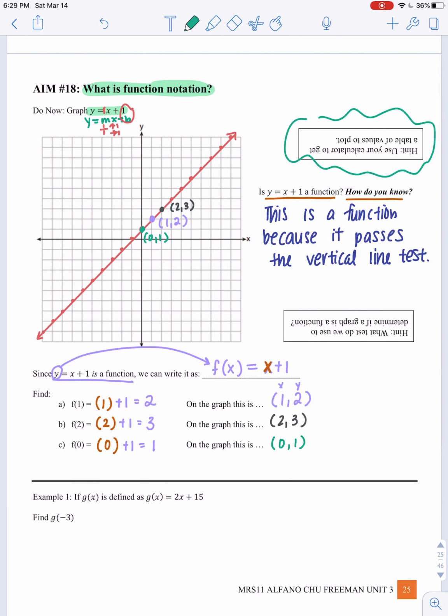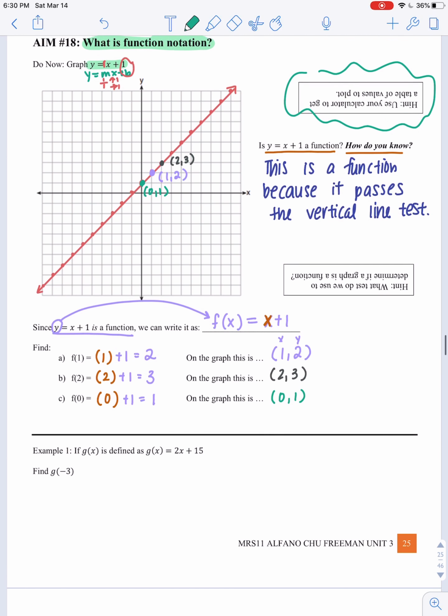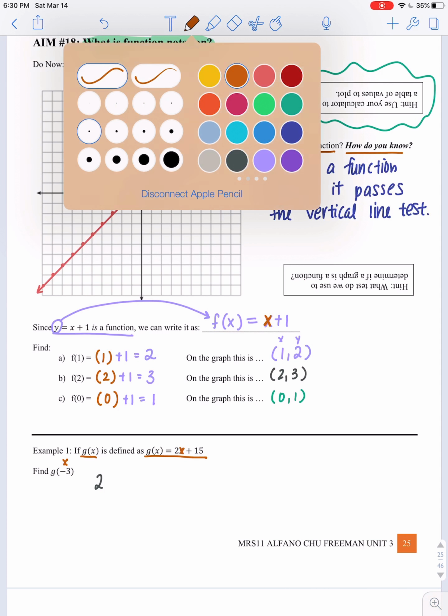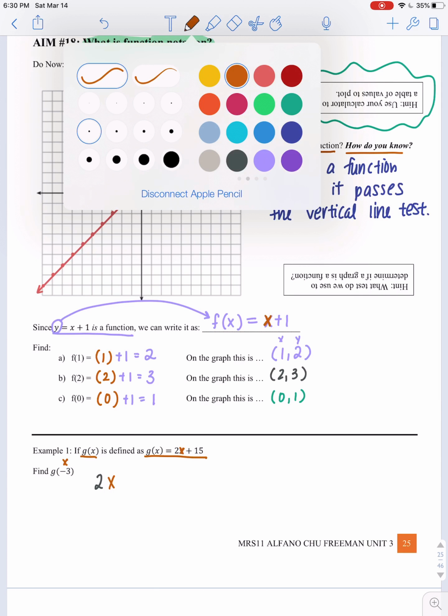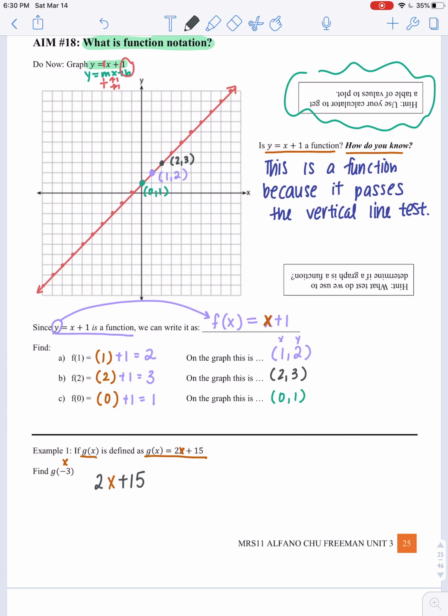Okay, so that's how we can identify something from a graph and an equation as well. So let's try one more practice problem together. If g of x is defined as g of x equals 2x plus 15, all this is saying is that this is a function. So what is the function going to give me when my x value is negative 3? Here's my x. I'm going to copy over my entire expression, so 2x plus 15.